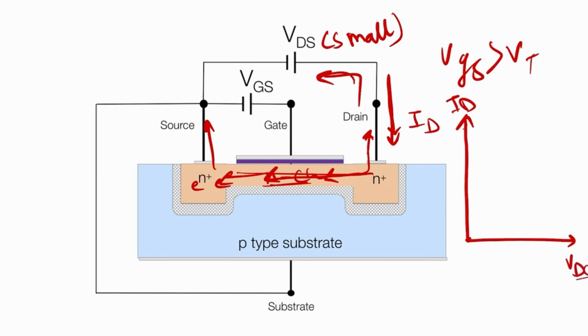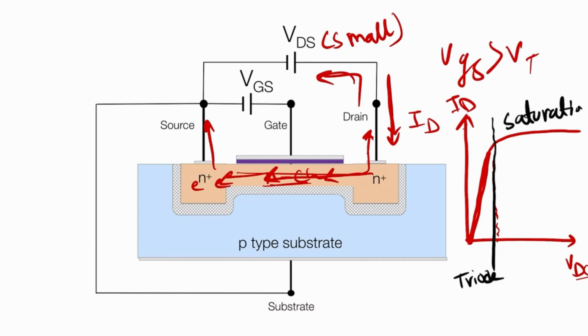If we just increase the voltage VDS by a very small amount, then the ID will be much higher. But we will see in our next video what happens if we increase the VDS after this point. This will be saturated. This area we call the triode area, and this area we call the saturation area.